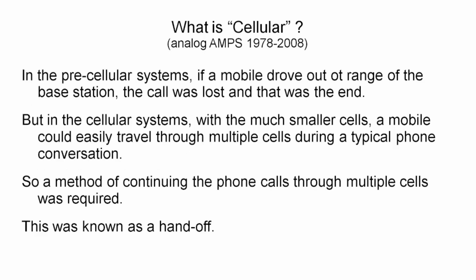In the pre-cellular systems, if a mobile drove out of range of the base station, the call was lost and that was the end. But in the cellular systems, with the much smaller cells, a mobile could easily travel through multiple cells during a typical phone conversation. So a method of continuing the phone calls throughout multiple cells was required. This was known as the handoff.